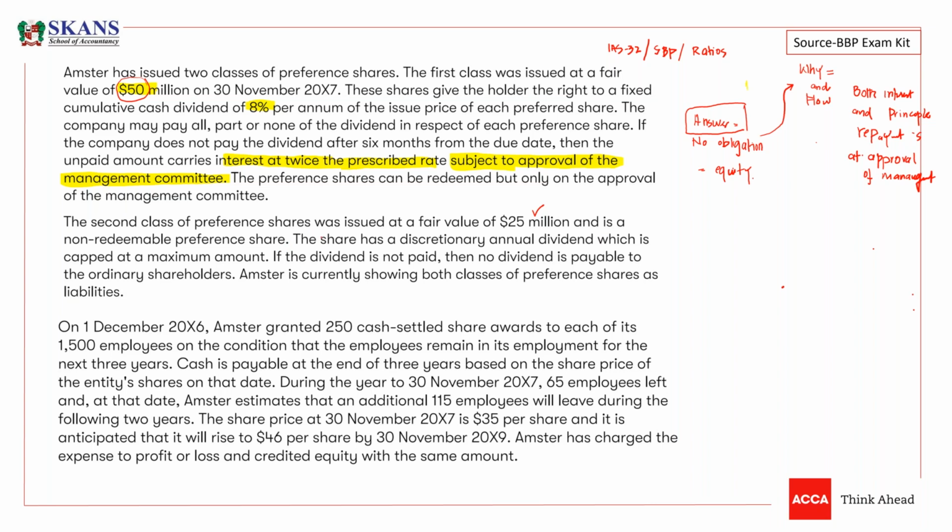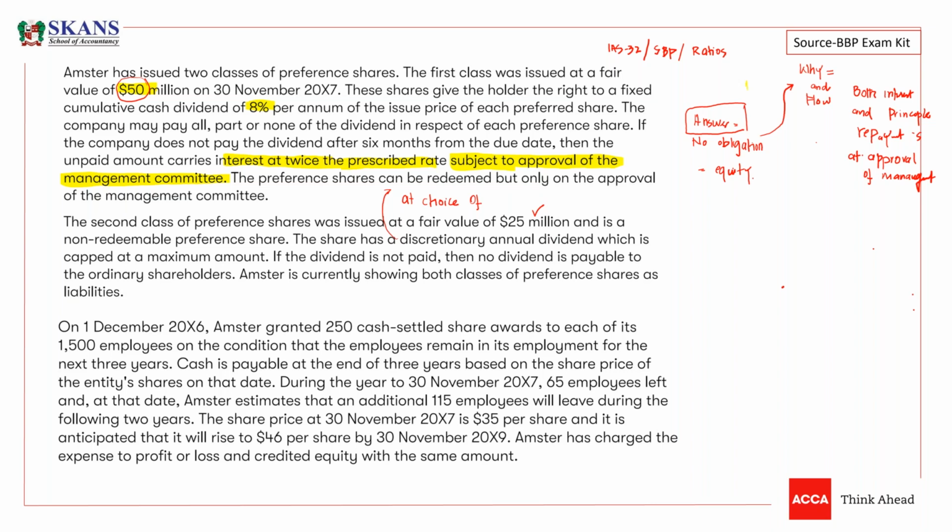The share has a discretionary, means at the choice of, annual dividend which is capped at a maximum amount. So the dividend is at the discretion of the company, at the choice of the company, and there is a cap at the maximum amount. It means there is a limit on what maximum a company can pay.